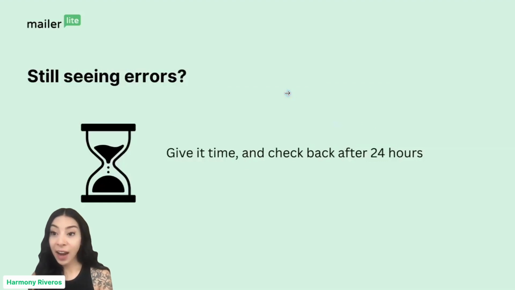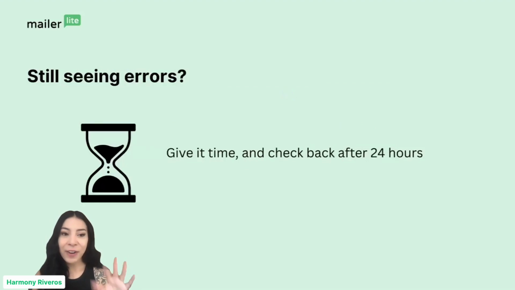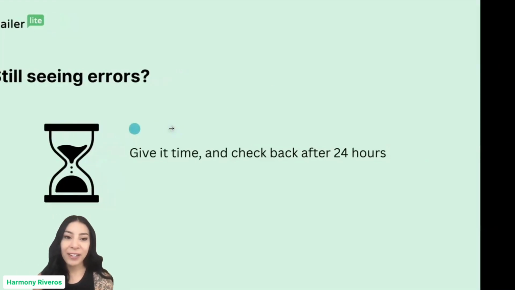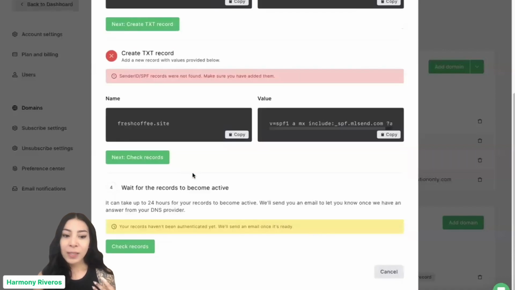If you are still seeing errors, so if you have tried all of these troubleshooting techniques, you have updated the DKIM record, you've removed your domain, you've merged SPF records, if you've done it all and it's still not working, you're still seeing all the errors, that just might mean you need to give it a little bit of time, because as it says here, it can take up to 24 hours for your records to become active. So that means that when you update those DNS records, they're not updated right away everywhere. They can take some time. So it can take up to 24 hours for MailerLite to recognize that they have been updated and changed.